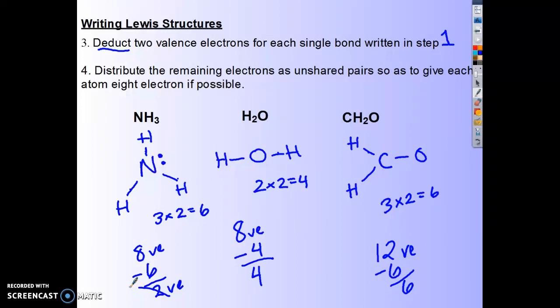When we move up to water here, we have 4 remaining electrons. And we know hydrogen's already happy because it already has 1 bond, but our oxygen needs some more electrons.